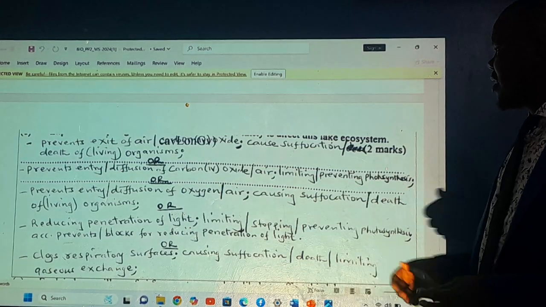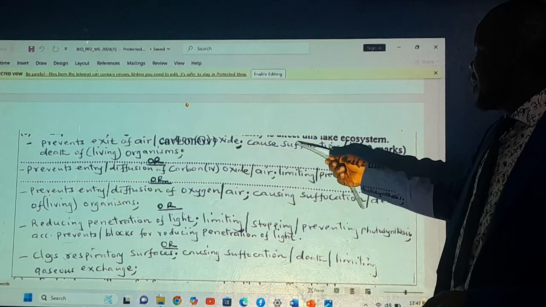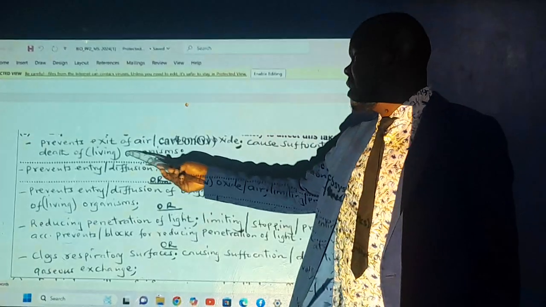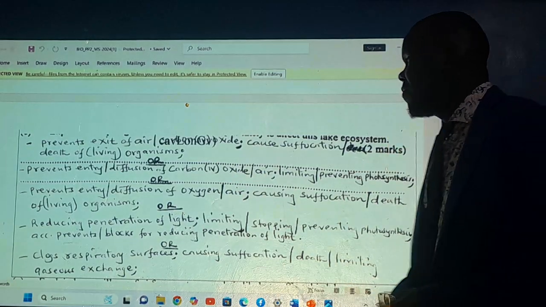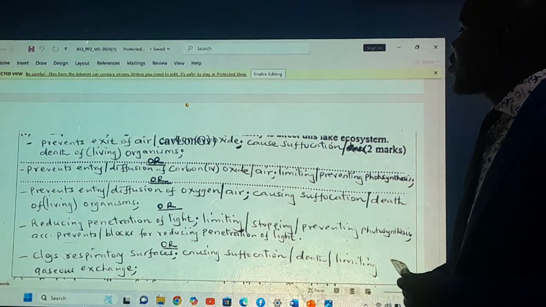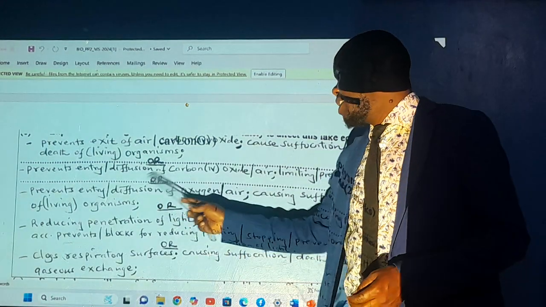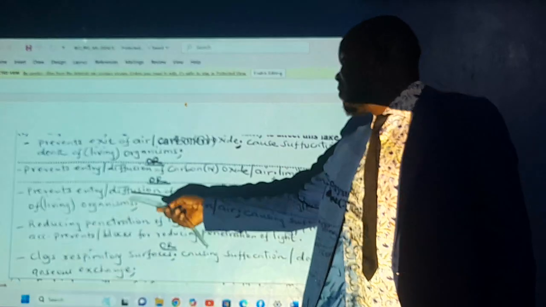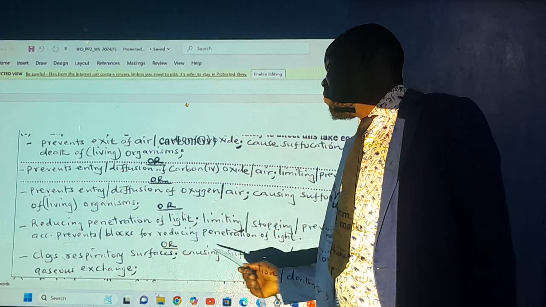In case of oils, a water tanker spills oil onto the lake ecosystem. What would happen? It could prevent entry of air, that is carbon dioxide, and cause suffocation of those aquatic organisms, and they will die. Number 2, because of that layer of oil, it could prevent entry by diffusion of carbon dioxide. Still like that, it was the same answer. Or preventing diffusion of oxygen, causing suffocation, or reducing penetration of light.